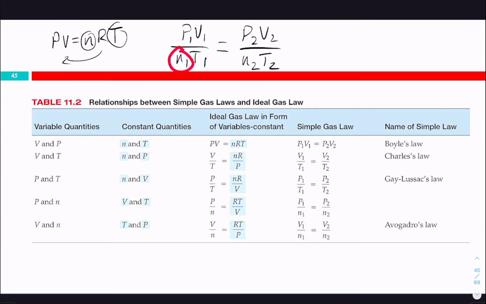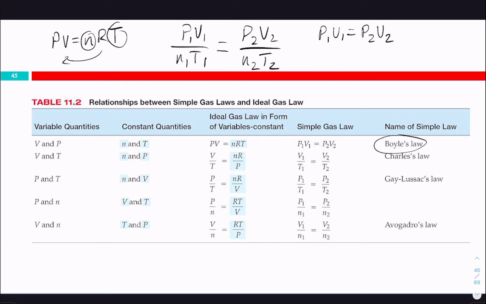So N1 will be equal to N2 and T1 will be equal to T2. So we can remove those from the equation, because when you do inevitably rearrange it, if you leave them in there, they'll cancel out. And so that would give us P1 V1 equals P2 V2, or Boyle's law. So Boyle's law is just a special condition of this version of the ideal gas law, where the number of moles and the temperature are constant.